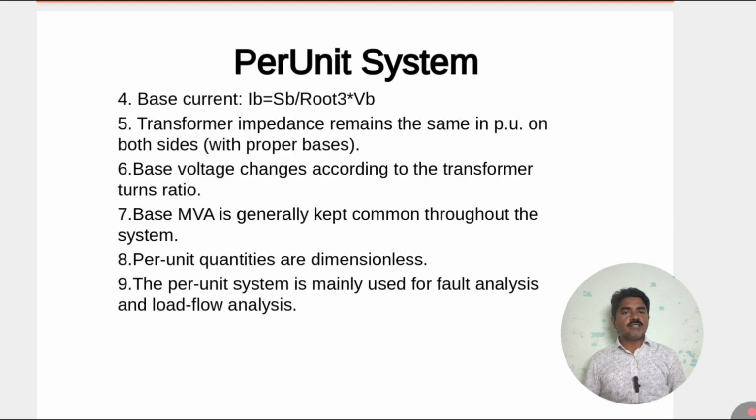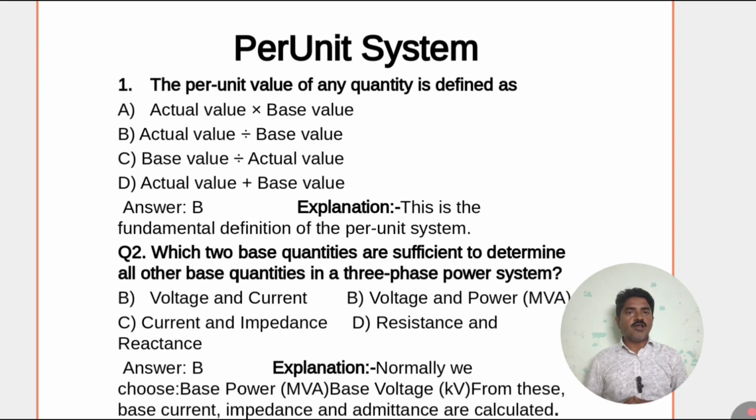Eighth one: per unit impedances are dimensionless. Per unit impedance, the per unit system, is without dimensions. Ninth one: the per unit system is mainly used for fault calculations, load flow studies, symmetrical fault analysis, etc. The per unit value of any quantity is defined as actual value divided by base value, that is B is the answer.